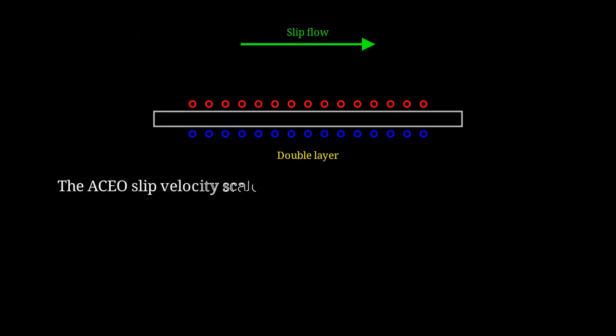The key scaling is that the slip velocity is proportional to the square of the electric field. This is a nonlinear effect. Double the voltage, you get 4 times the flow. This quadratic scaling is characteristic of ACEO. The slip velocity is proportional to E squared.